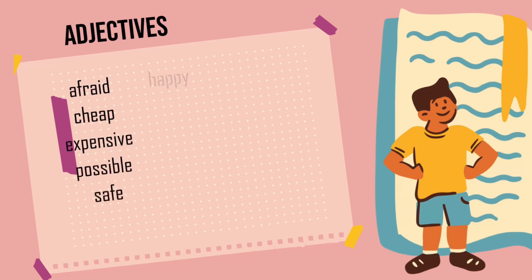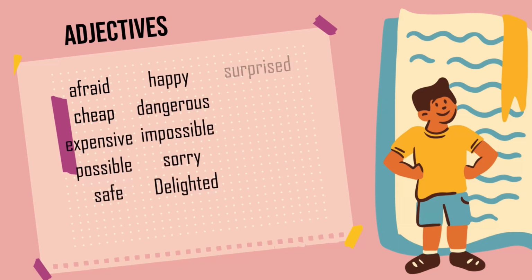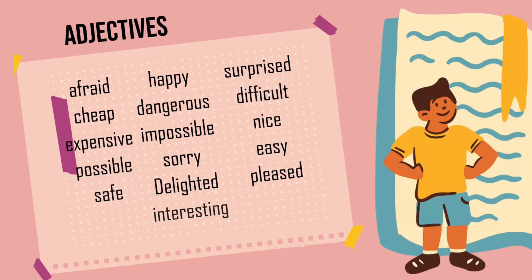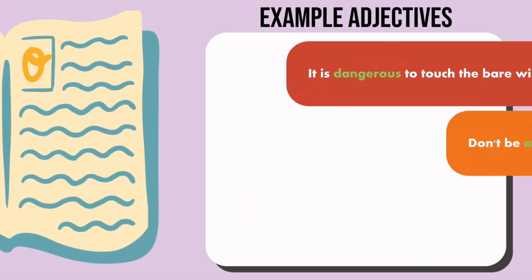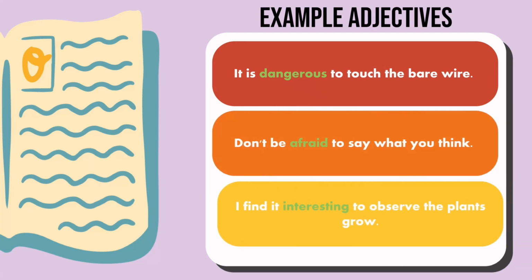Lastly, we look at adjective followed by to infinitive and ing form. Example adjective sentences. Number 1. It is dangerous to touch the bare wire. Dangerous is the adjective that is followed by the to infinitive form, to touch. Number 2. Don't be afraid to say what you think. Afraid is an adjective followed by to infinitive and the verb say.